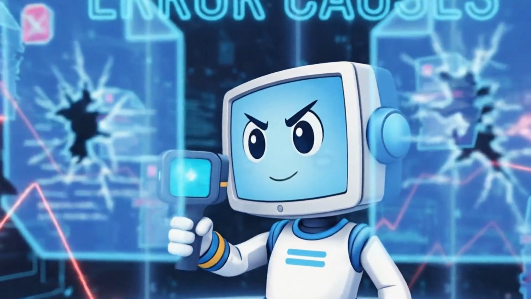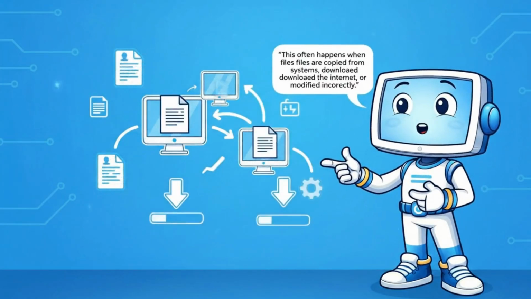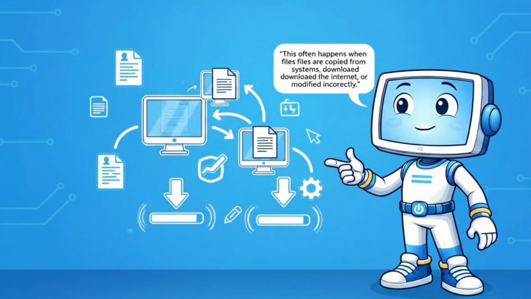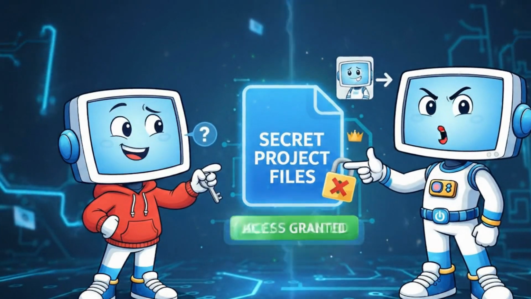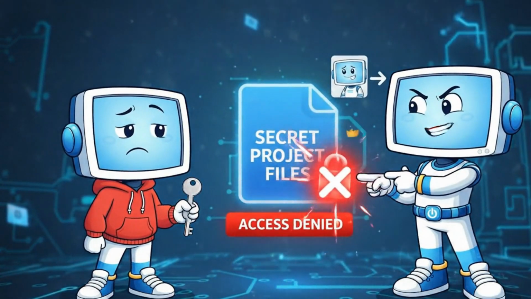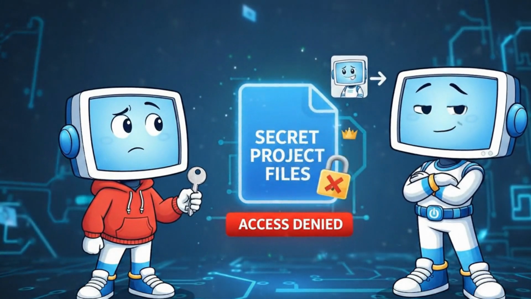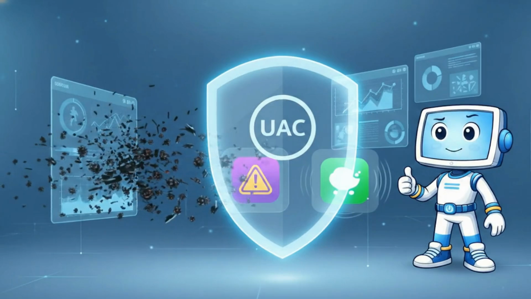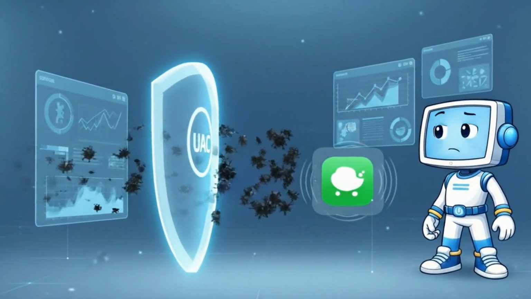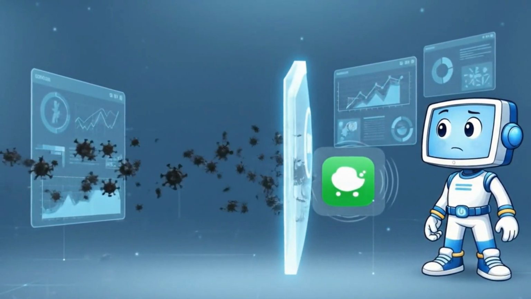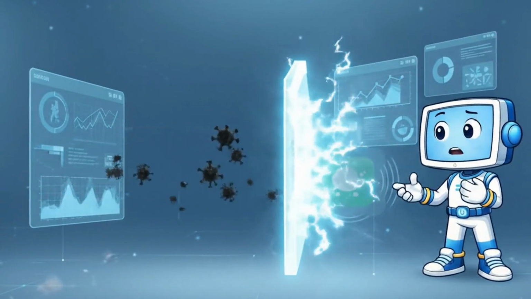First, corrupted or conflicting file attributes can confuse Windows. This often happens when files are copied from other systems, downloaded from the internet, or modified incorrectly. Second, missing or incorrect permissions can block access. If your user account doesn't have the proper ownership or the necessary permissions, Windows will not allow the file to run. Third, User Account Control, UAC, restrictions can interfere, especially with older or unsigned apps. UAC is designed to protect your system from untrusted software, but sometimes it can block legitimate programs.